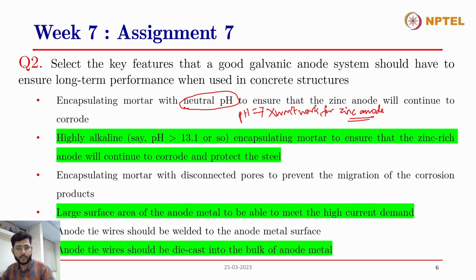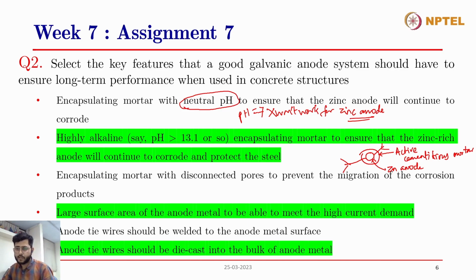The second option is true because of a high alkaline pH. The encapsulating mortar around the zinc anode, if you have seen in the lectures as well, let's say this is the zinc anode. So there is another encapsulating mortar, and this is an active or activated cementitious mortar. This is the anode. Cementitious mortar, and it has wires coming out of it for the connection, right?